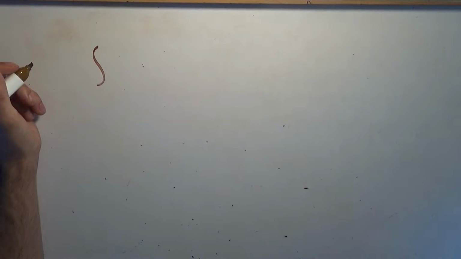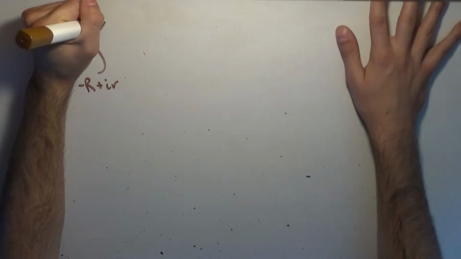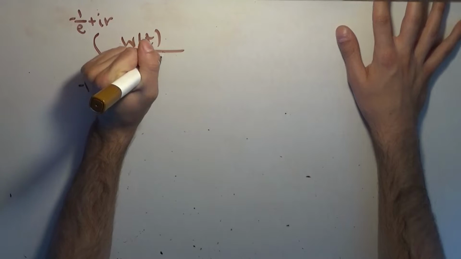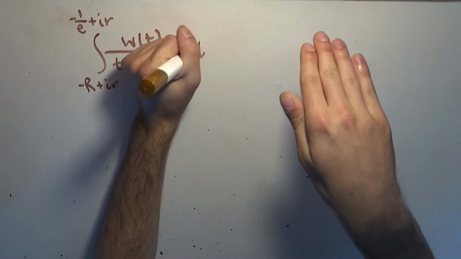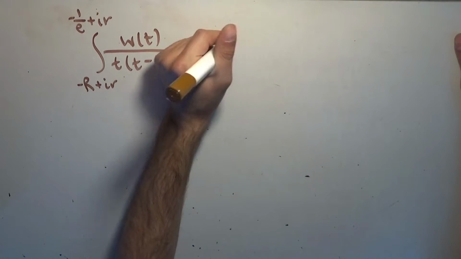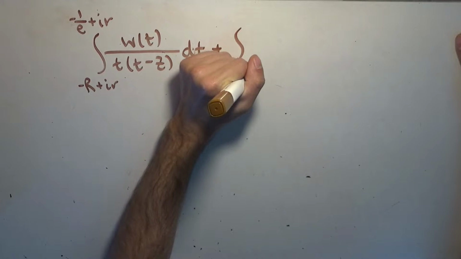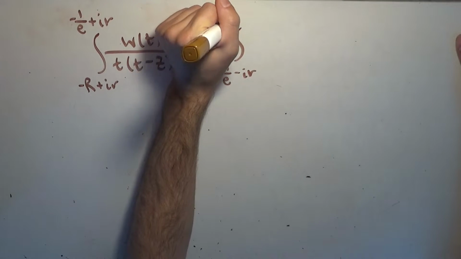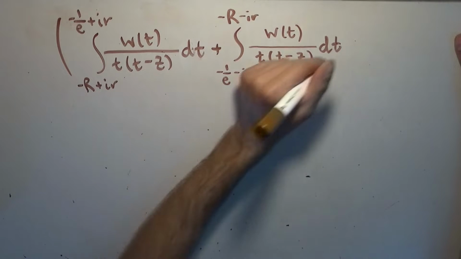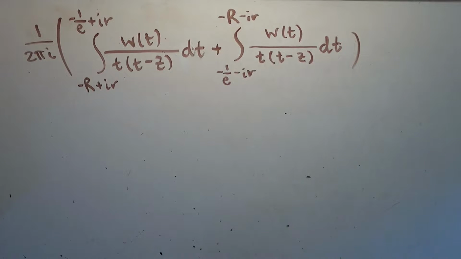So we have the integral from negative R plus i times little r to negative 1 over e plus i times little r of w of t over t times t minus z dt. That's the upper half, the upper line part, right? That's the upper half above the negative real axis. And then we have to add the integral that's underneath the negative real axis, which goes from negative 1 over e minus i times little r to negative R minus i times little r of the same integrand. And of course we have the factor of 1 over 2 pi i out the front. That's not going away.